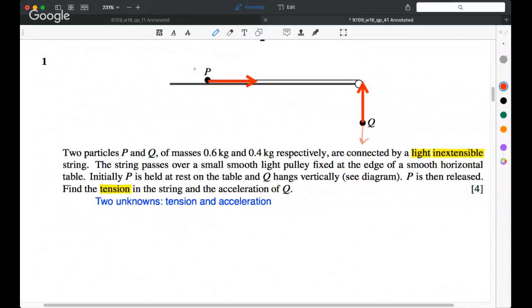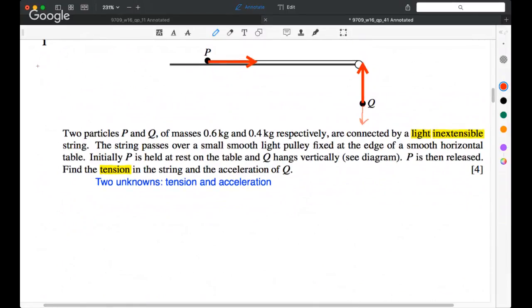And which of Newton's laws should we use for relating acceleration to forces? Second, yeah. So we have the second law. And that code, for people that don't know, is N2, meaning Newton's second law.